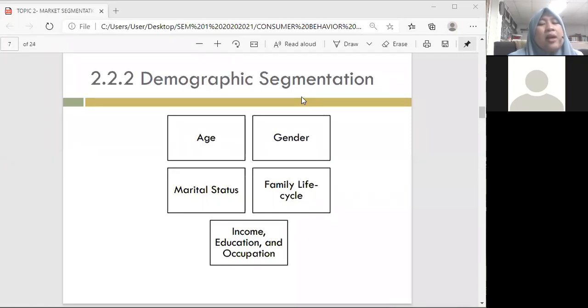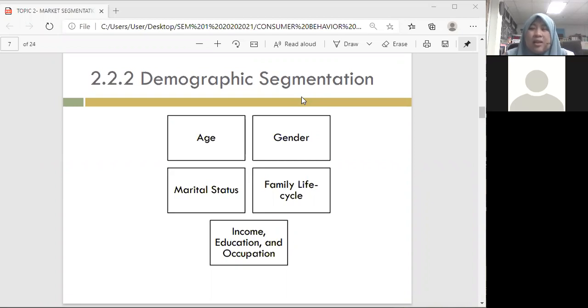And the last one, we have income, education, and occupation. We are talking about how demography in terms of income, pendapatan, education, dari segi pendidikan, and also their occupation. Because from this, especially income, education, and occupation, mostly in the banking sector, this is how they segment their customers, into the difference of their segmentation.